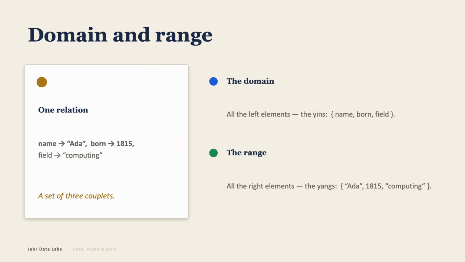Because a relation is a set of couplets, it quietly gives us 2 more sets for free. Gather up all the left side elements, all the yins, and you have the domain of the relation. Here, the set of name, born, and field. Gather all the right side elements, all the yangs, and you have its range. Ada, 1815, and computing. Domain and range will matter enormously later, because operations like the join work by matching one relation's range against another's domain. For now, just hold the picture. Every relation carries a left set and a right set, and both fall straight out of the couplets it contains.